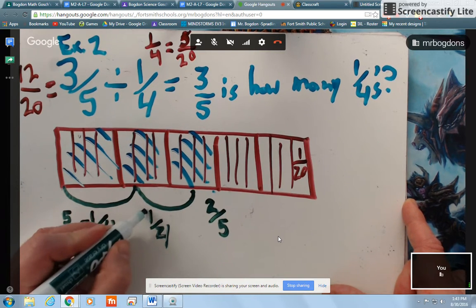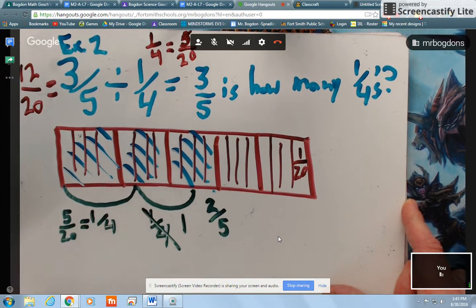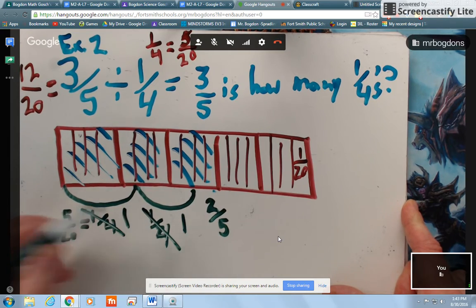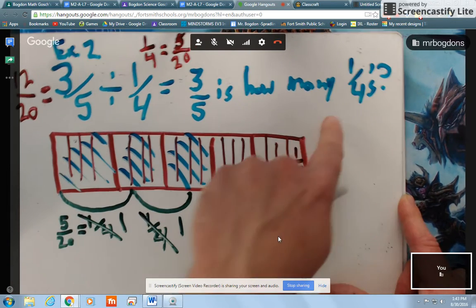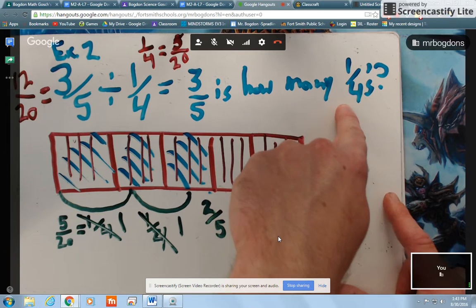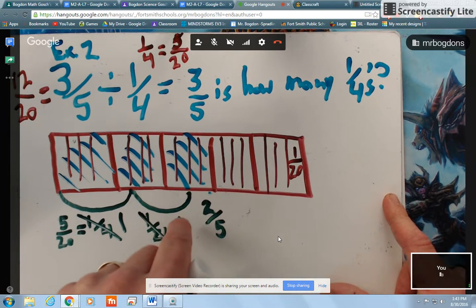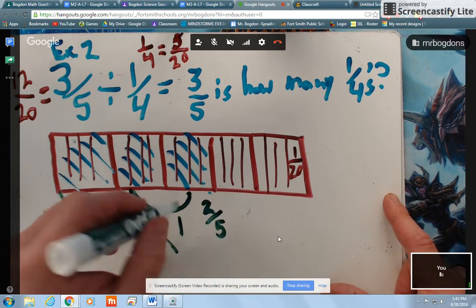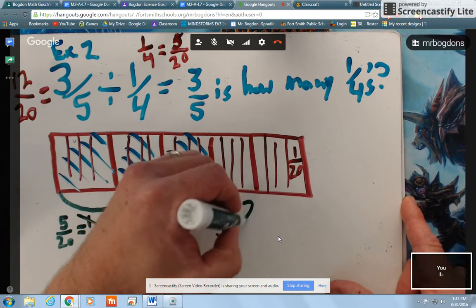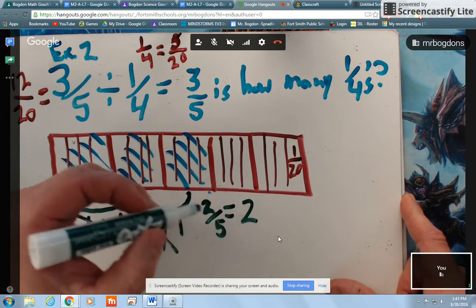So this 1/4 is the same thing as saying 1, because I'm going in units of 1/4. So here's 1 plus 1 plus 2/5. What is 1 plus 1? What is 2 plus 2/5?